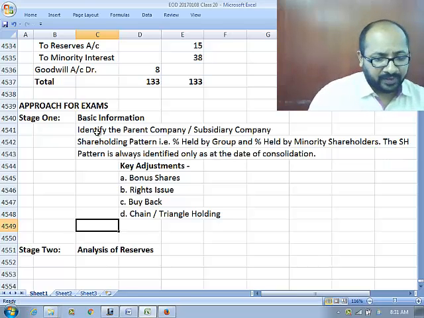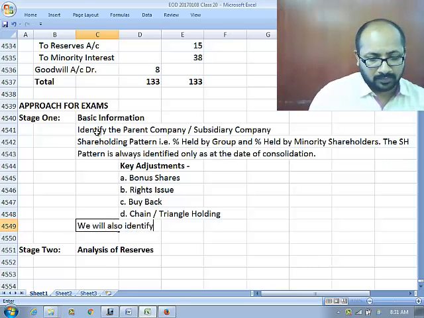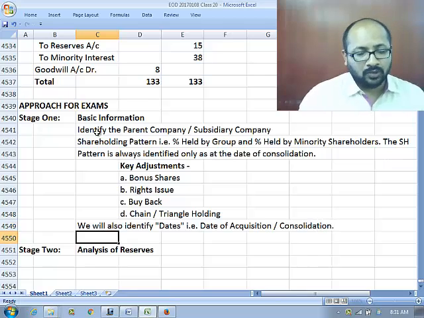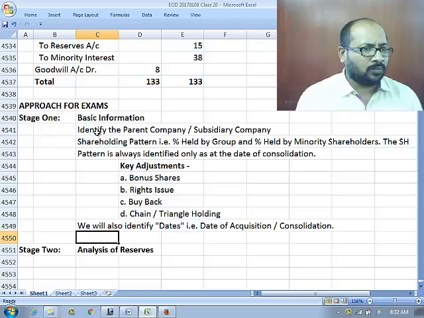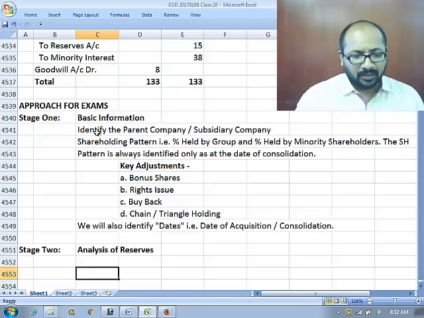We will also identify the dates, the date of acquisition, consolidation, etc. This is very critical. There are some questions where, if you get the date of acquisition wrong, you are gone. You will see how significantly these ideas will matter at that stage.